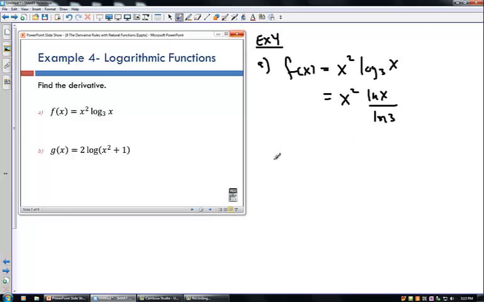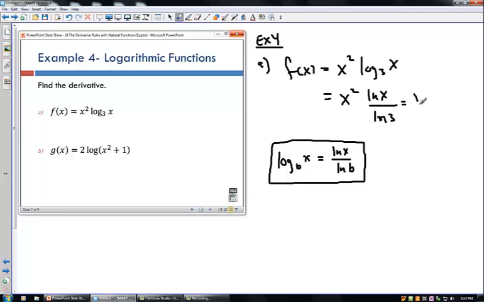Remember, I memorized this basic identity that log base b of x is equal to ln of x divided by ln of b. This is how we find logs of different bases with our calculator. You convert them to natural logs. And so if you look at this, I can even rewrite this if you like: I have x squared times 1 over ln of 3, times then ln of x.